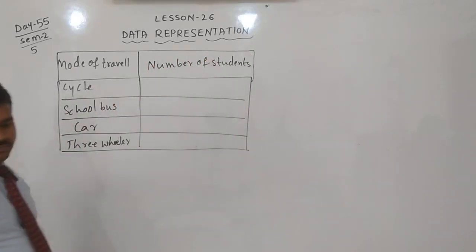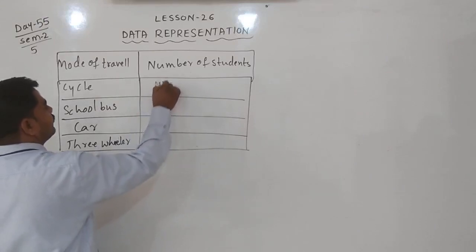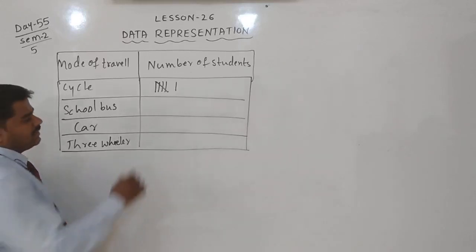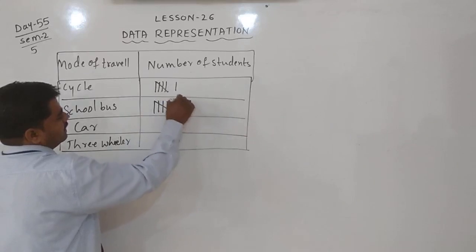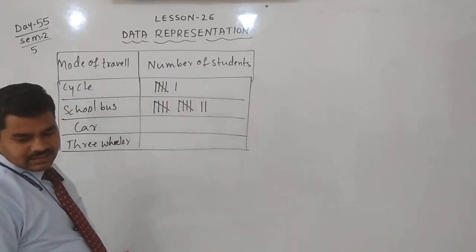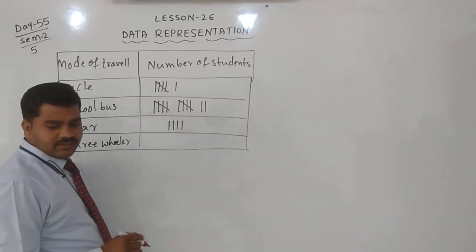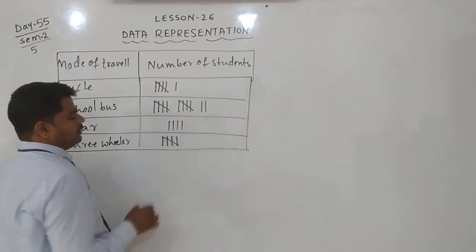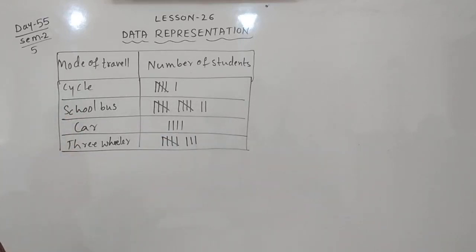Bicycle, how many children are coming? Yes, 6. 1, 2, 3, 4, 5, 6. Then by school bus, 12 children are coming. 1, 2, 3 up to 12. Then by car, 4 children. 1, 2, 3, 4. Then by three-wheeler, 8 children. 1, 2, 3, 4, 5, 6, 7, 8. This is represented in tally marks.